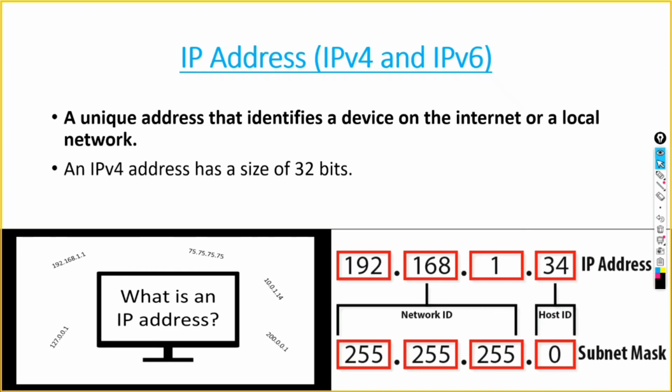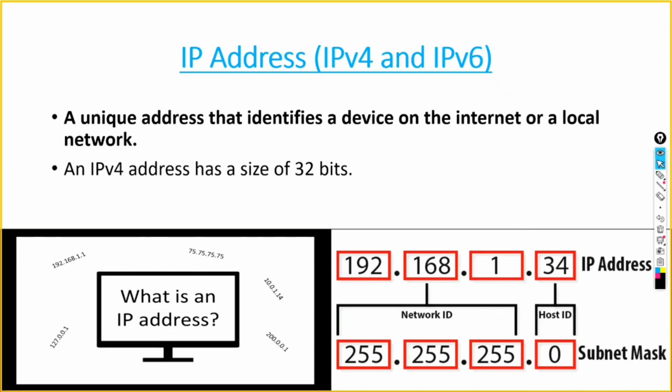The IP address itself is divided into two IDs: a network ID and a host ID. The subnet mask plays a role to define the network and the host for the particular IP address. And when we will be doing subnetting, at that time we will see exactly how it happens.